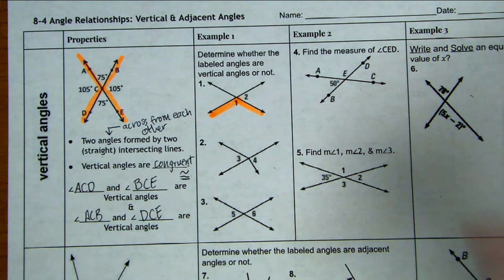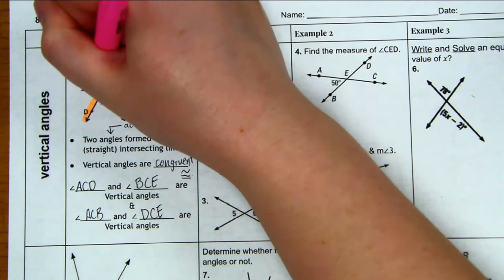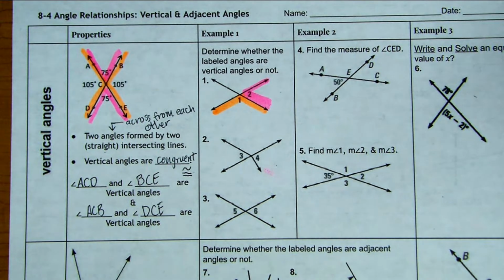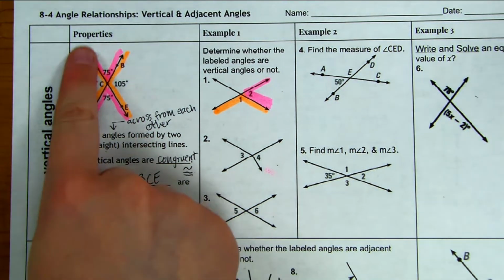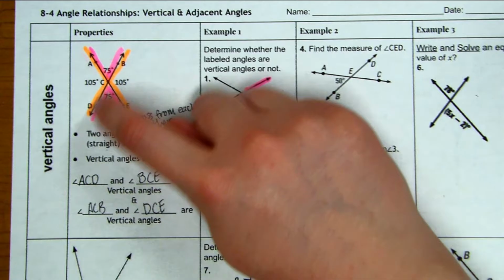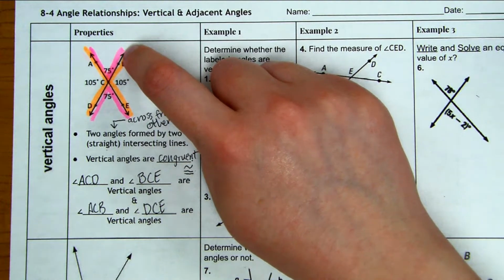If we're looking at vertical angles, for example, over here we had angles ACB and DCE, we can see that the sides of the 2 angles are created by these 2 straight lines.